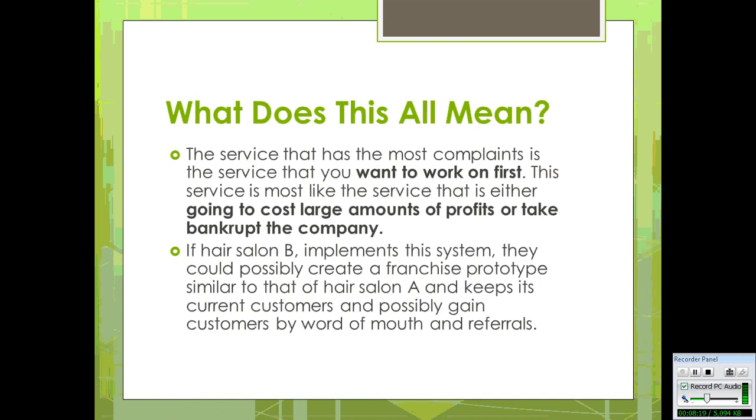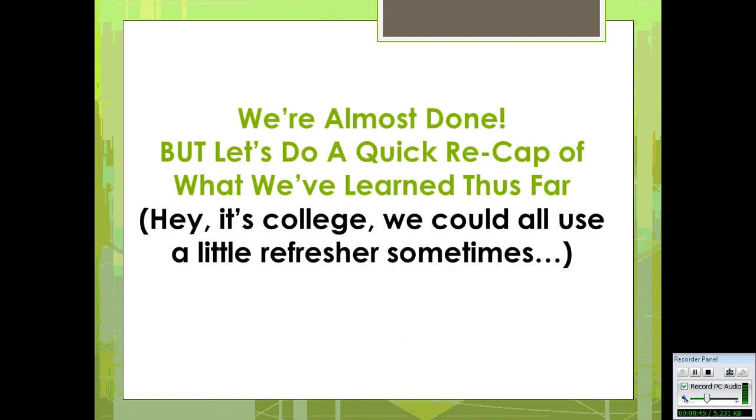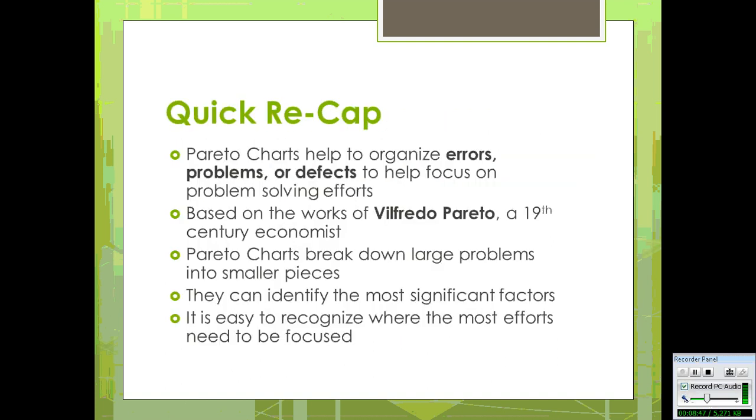Then we would create a chart. The service that has the most complaints is the service that you want to work on first. This service is most likely the service that will either raise your profits or take you bankrupt if nothing was done about it. If Hair Salon B implements this system, they could possibly create a franchise prototype similar to Hair Salon A and keep its current customers and possibly gain customers by word of mouth and referrals.